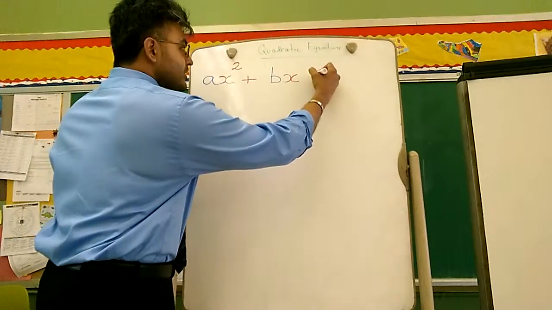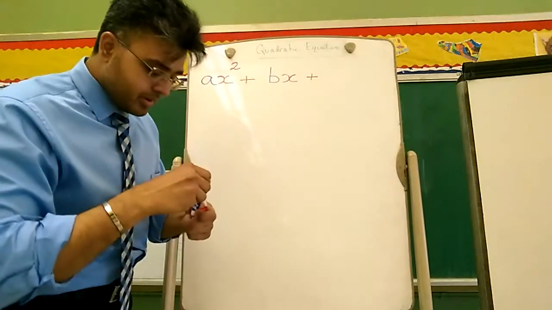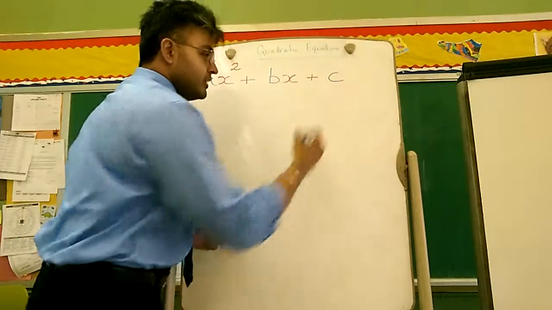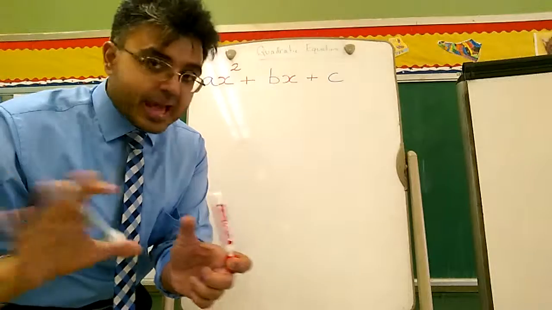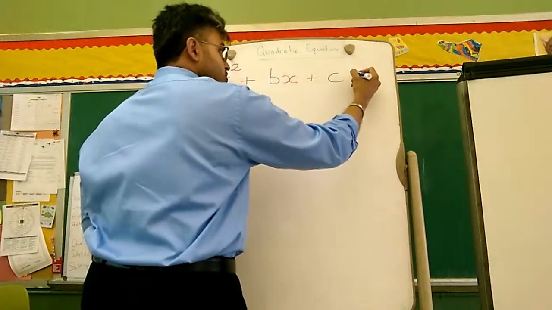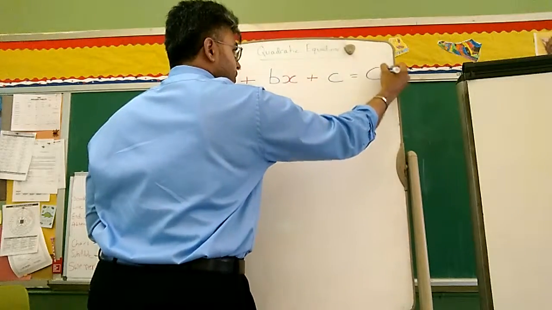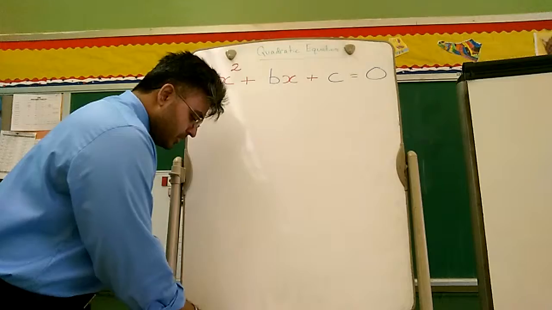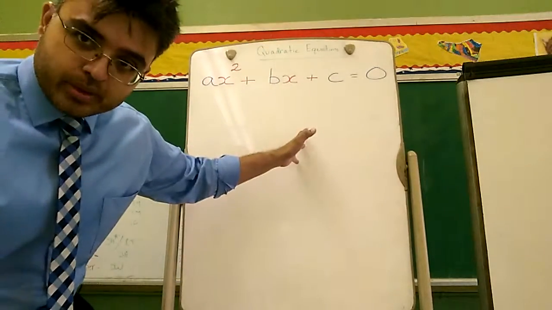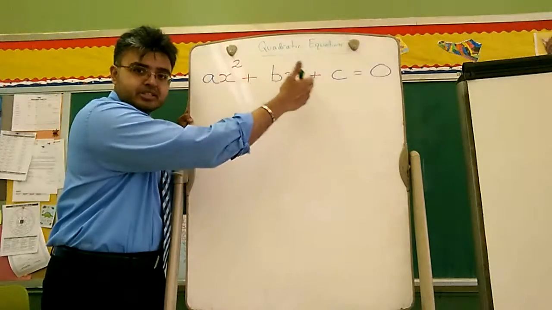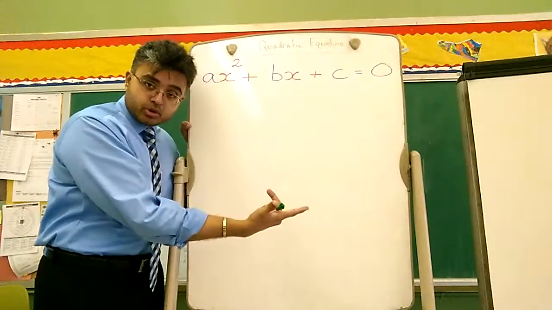And finally, you're going to have another number, and that number is going to be called C. And C is by itself, it has no missing number. And all of this is going to equal 0. And this is a quadratic equation. Ax squared plus bx plus c equals 0.